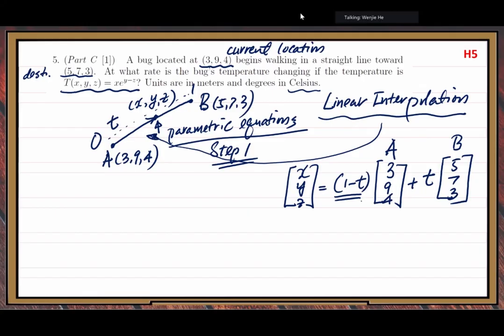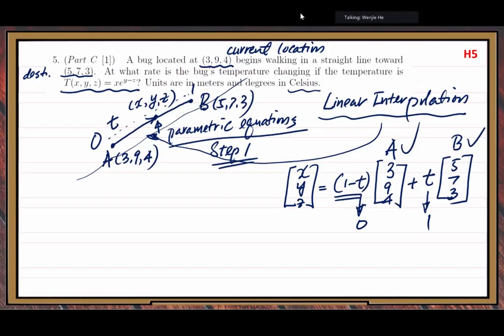Because here you can verify: when t equals 0, you take point A. When t equals 1, you take point B. So that's what we like to have, right? From A to B, t changes from 0 through 1. So that's the direction to go. In this way, you write a parametric equation.